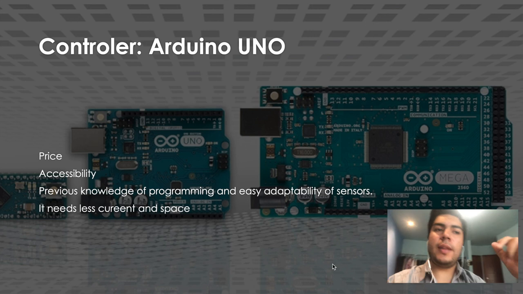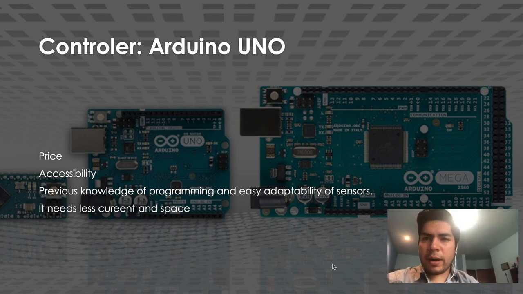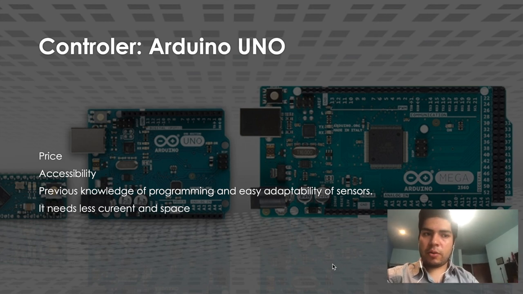We're going to be using the Arduino Uno controller. Why are we going to be using this? Well, first, for the price, the accessibility, the previous knowledge of programming, and the easy adaptation of sensors. And of course, it needs less current and less space.